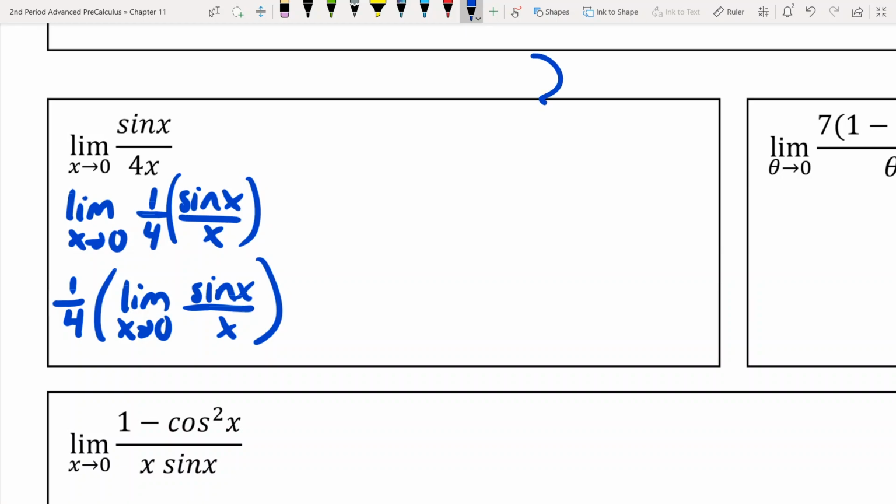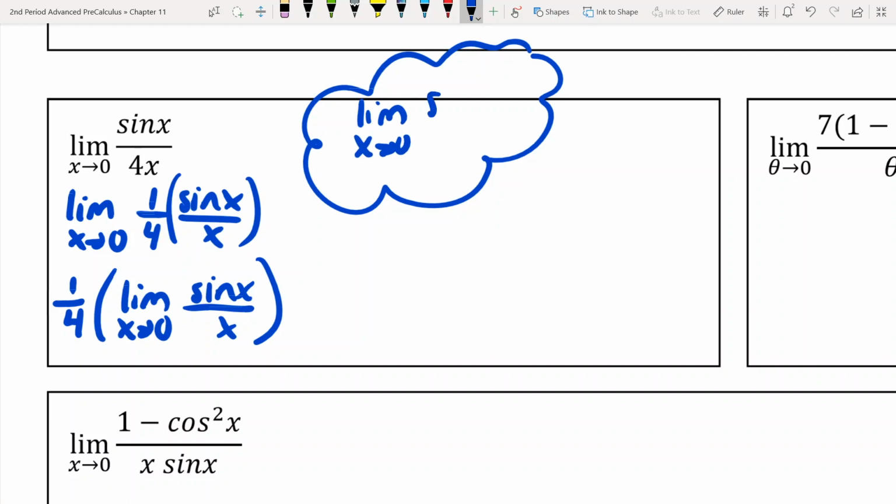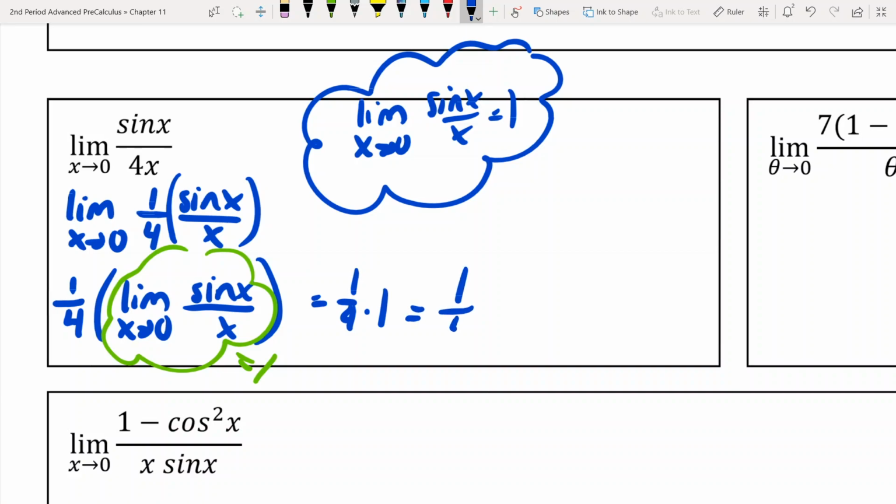As we said on the previous page, if we go to our little thought bubble up here, the limit as x approaches 0 of the sine of x over x is going to equal 1. So this whole expression right here, we can just substitute with a 1. So 1/4 times 1, which is 1/4. If I were to look at a graph or a table, I would see that as I approach 0 from the left, and as I approach 0 from the right, I'm going to get closer and closer to 1/4.